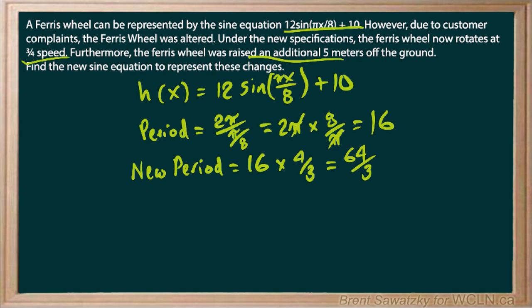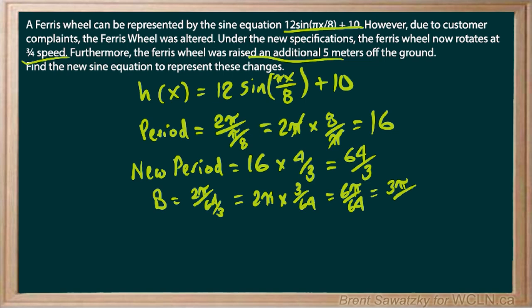So let's determine what that would look like going into our equation. And so we can say 2 pi all over 64 over 3. Again, fraction of a fraction. Let's flip and multiply. And we have 6 pi over 64. And we see 6 and 64. We can reduce that a little bit. 3 pi over 32. And we can't reduce any further.